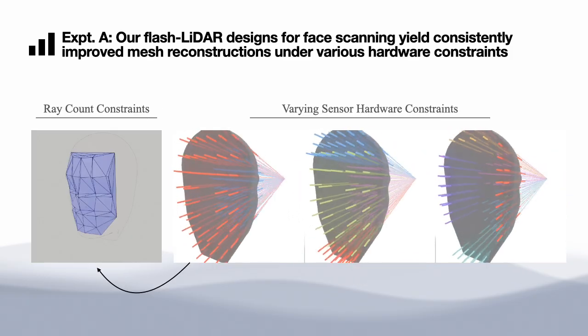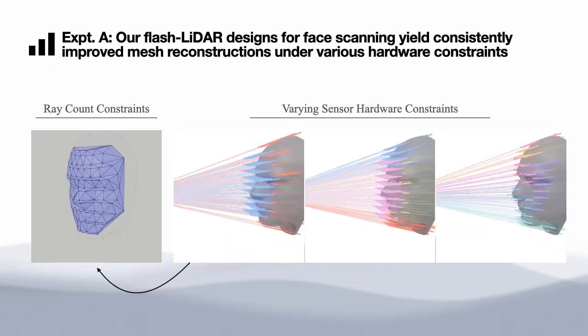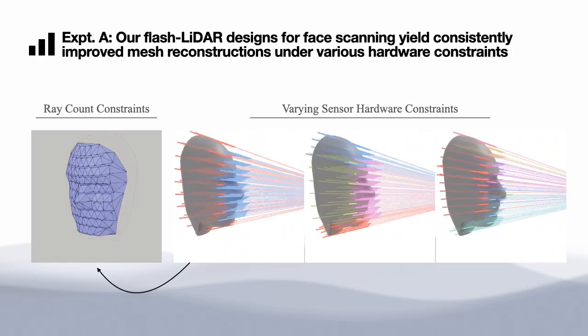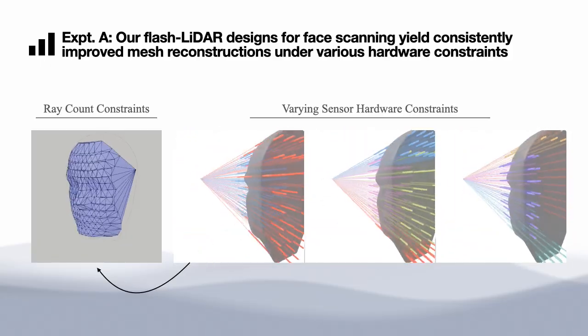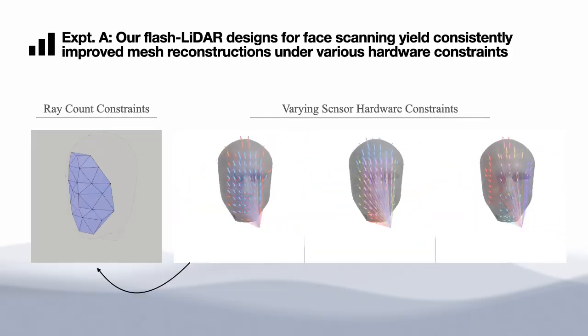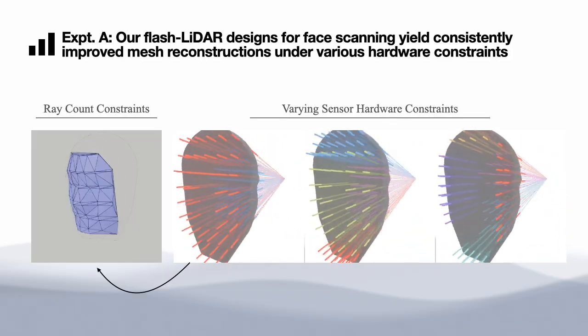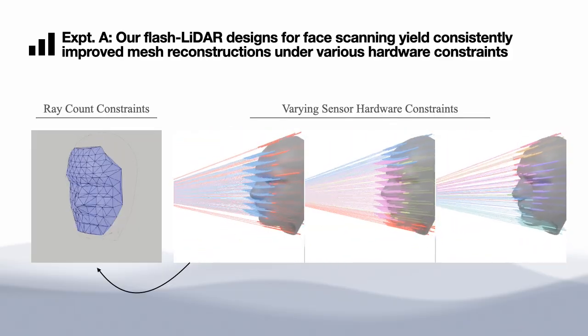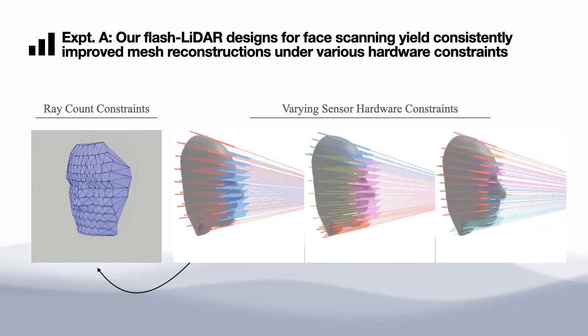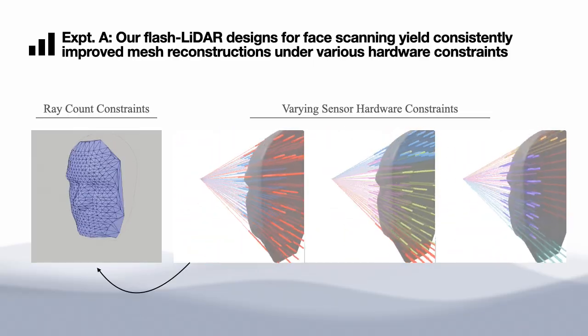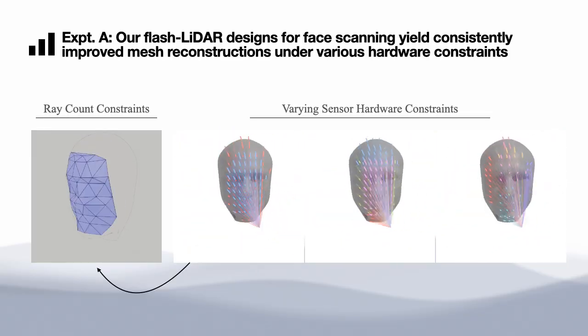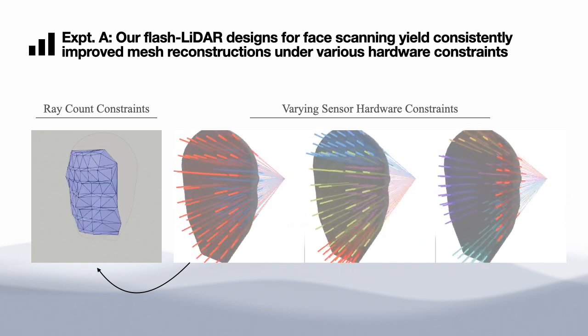Importantly, we show that we can generate new LiDAR systems for face scanning under various constraints. For example, on the left, we visualize mesh reconstructions under different LiDAR ray sampling constraints. On the right, we visualize our synthesized LiDAR designs under various sensor hardware constraints, which span placement, field of view, time, and sensor quantity.